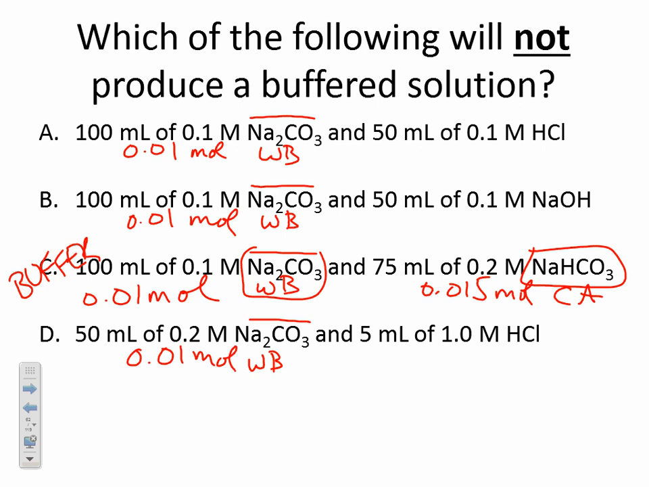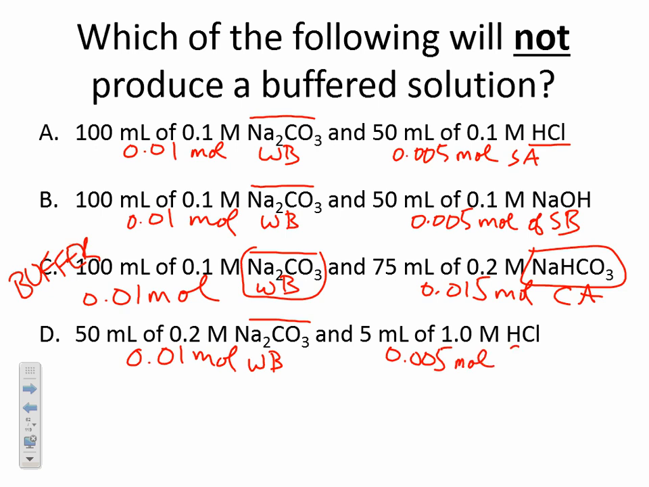And then I'm going to look at what I'm reacting it with. In A, I'm reacting it with 0.005 moles of a strong acid. In B, notice I am saying reacting because there would be some kind of reaction that would take place here, or I'm combining with that. I've got 0.005 moles of a strong base in B, and in D, I have 0.005 moles of a strong acid.